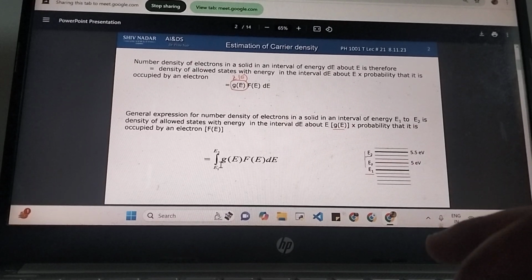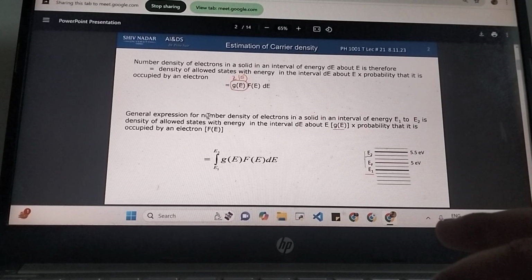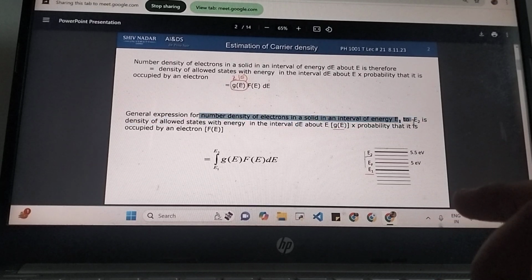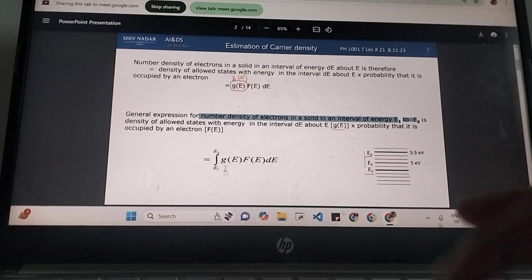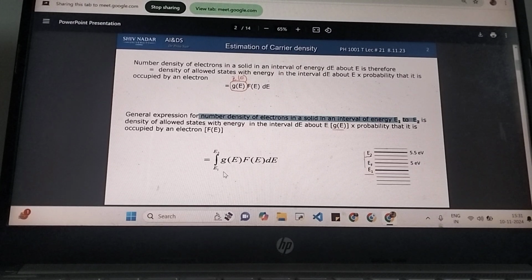Yeah, so in the previous class we just had a quick look at this expression for the number density of electrons in an interval from E1 to E2. So what is this expression? I have two energy levels E1 and E2 and I want to find out how many electrons there are in total between E1 and E2. The expression for that would be the integration from E1 to E2 of g of E f of E dE, where g of E is the total number of energy levels that exist between E1 and E2.